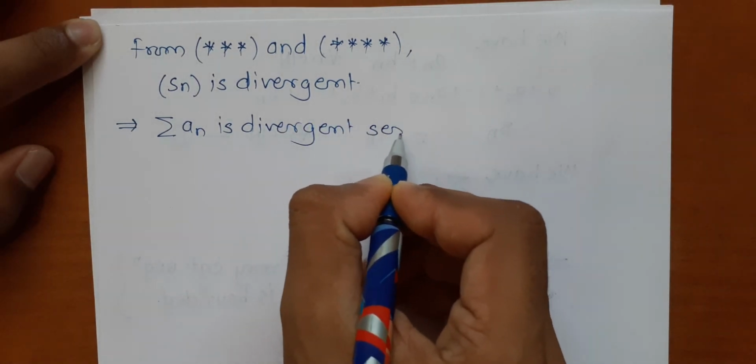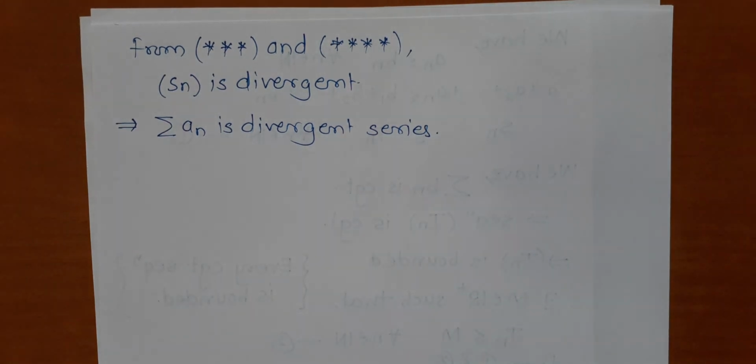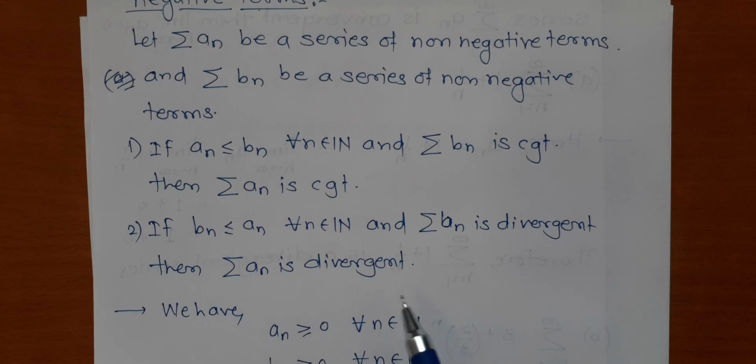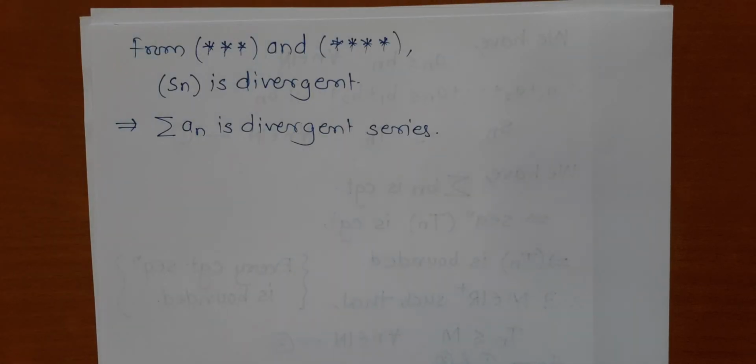And what did we have to prove? I will show you the statement. We had to prove that summation an is divergent, and we have proved the same thing. In this way we have completed the theorem. Thank you.